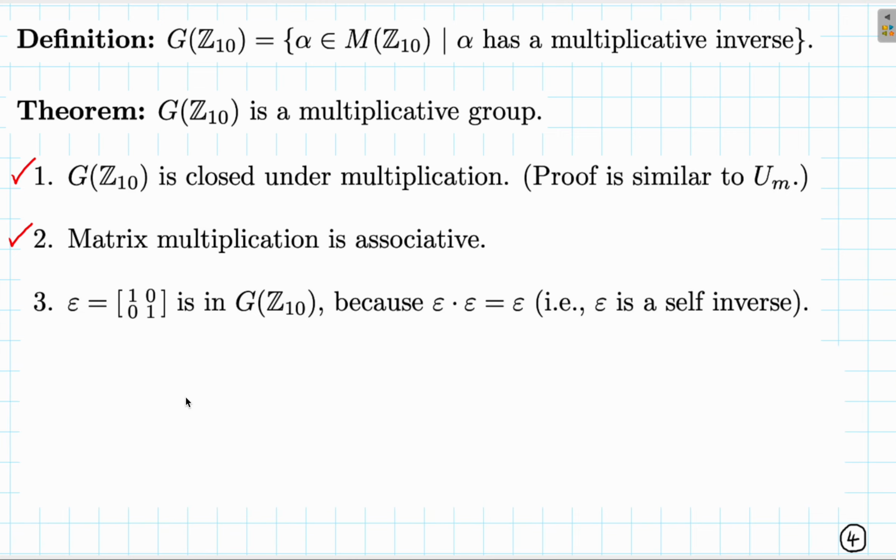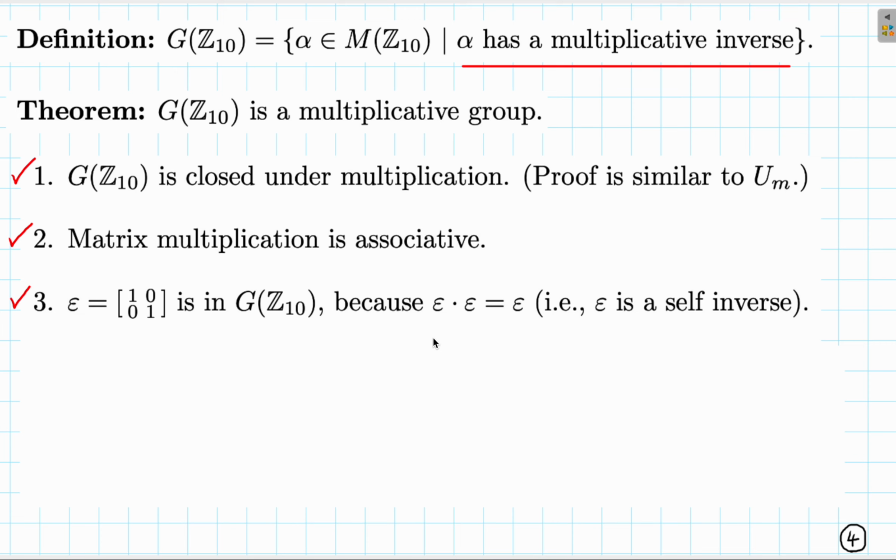identity element? Well, we know that under multiplication, the identity matrix is 1, 0, 0, 1. We also have to verify that that matrix is contained in G of Z10. And it is. Well, how do we know that any matrix is in G of Z10? Well, we have to verify that it has a multiplicative inverse. That's the defining property to be in G of Z10. Now, epsilon has a multiplicative inverse because it's a self-inverse. Epsilon times epsilon is epsilon. And so epsilon is in G of Z10. So that's a check.